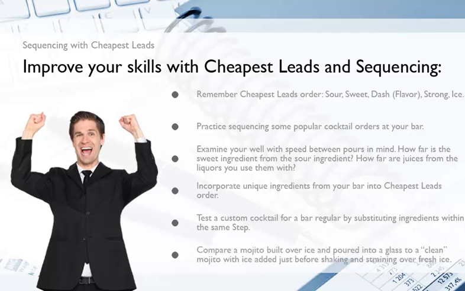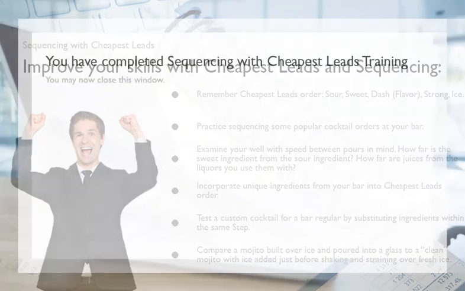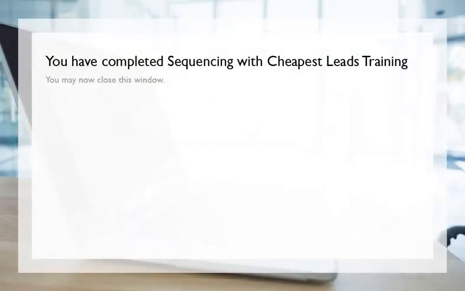Compare a mojito built over ice and poured into a glass to a clean mojito, with ice added just before shaking and straining over fresh ice. You have reached the end of the Sequencing with Cheapest Leads computer-based training. You may now close this window.